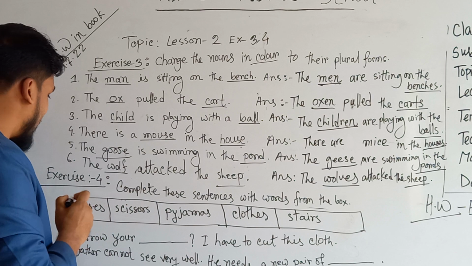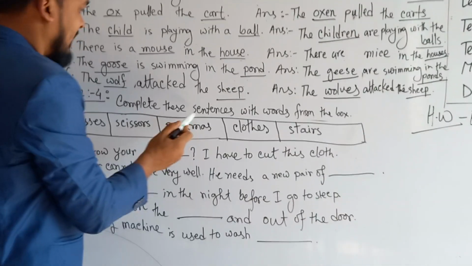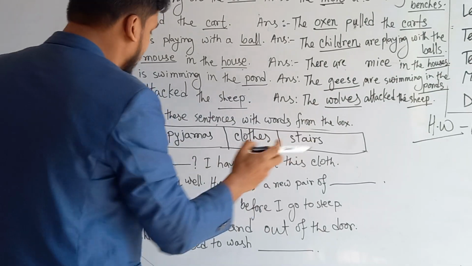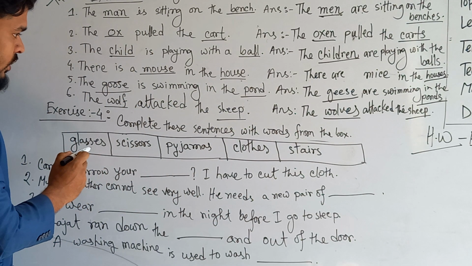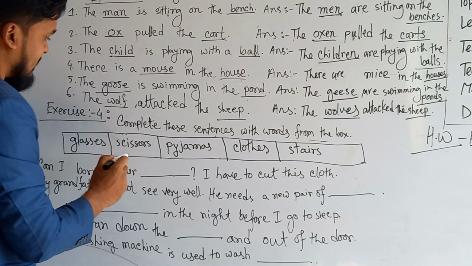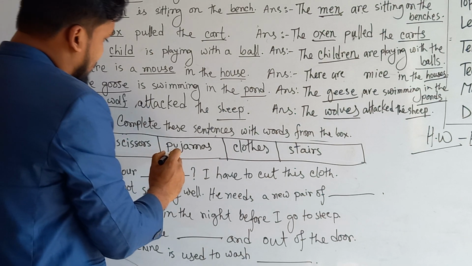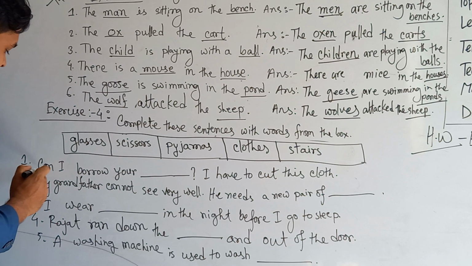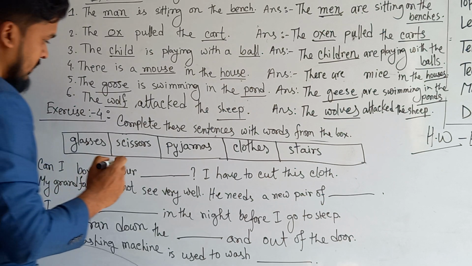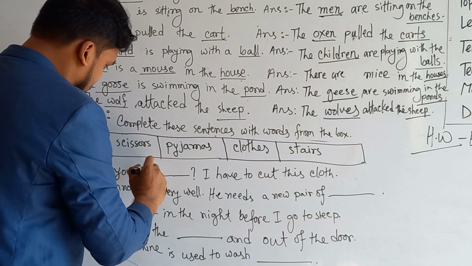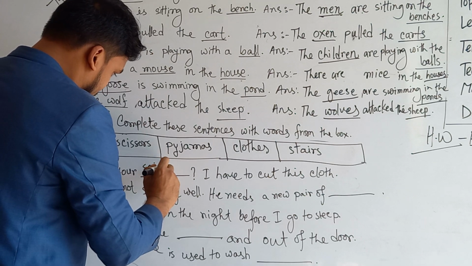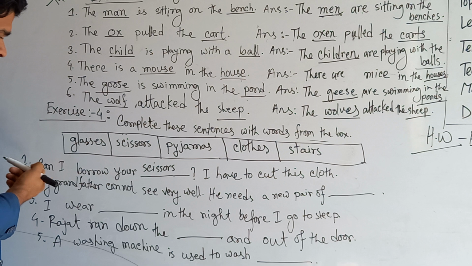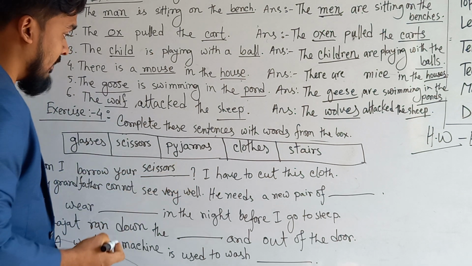Okay. Now exercise 4. Complete the following sentences with the words from the box. Here some words are there: glasses, scissors, pajamas, cloth, stairs. Number 1, can I borrow your scissors? Possibly this one is done in your book. I have to cut this.